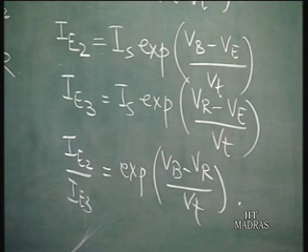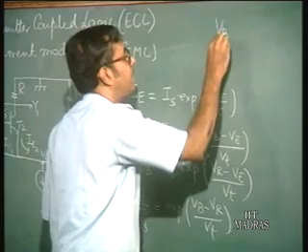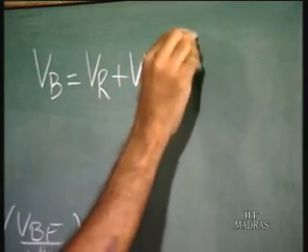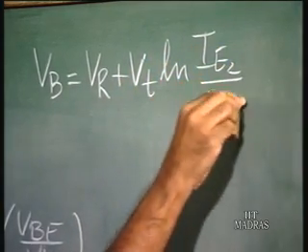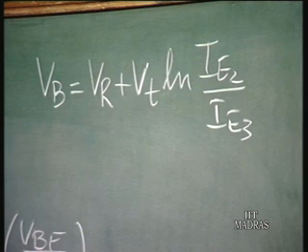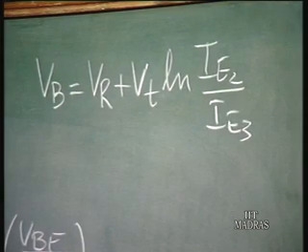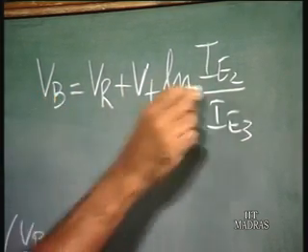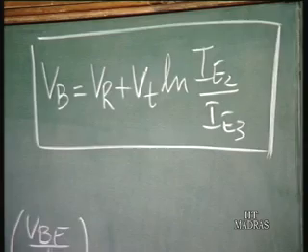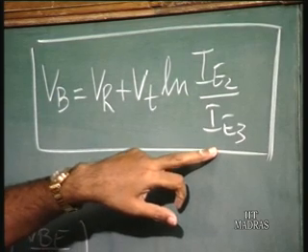So, now we can write, next step we can write Vb is equal to Vr plus Vt ln IE2 by IE3. So this is the relation governing the input voltage and the two emitter currents. VB is the base voltage for transistor T2 and VR is the base voltage of transistor T3.